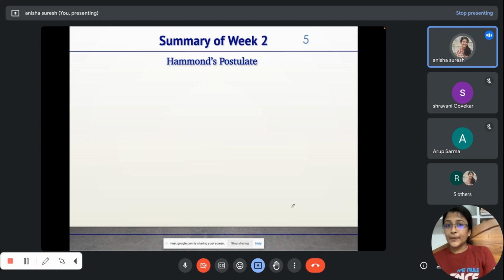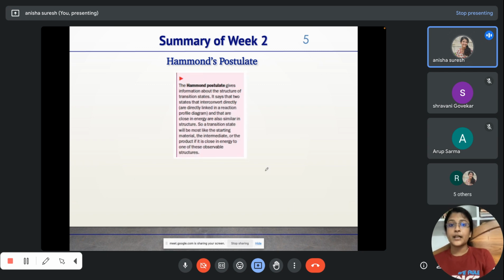Then Hammond's postulate was discussed. Hammond's postulate gives information about the structure of transition states. It says that two states that interconvert directly, are linked in a reaction profile diagram, and are close in energy are also similar in structure.